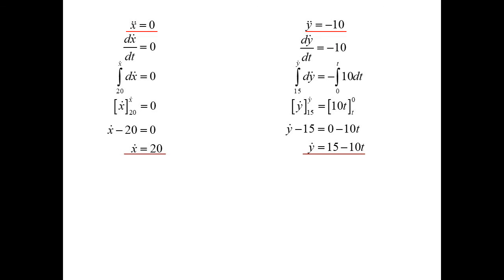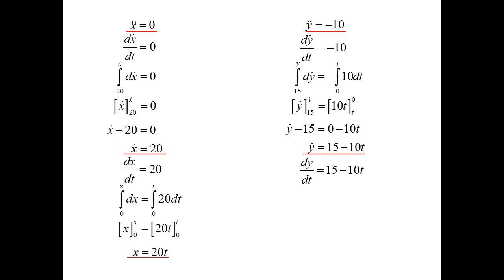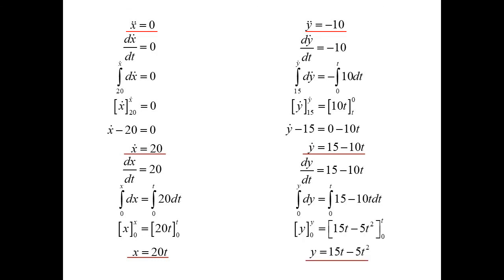So gravity is having an effect in the vertical direction. Okay, let's find displacement. Integrate again. 20t for displacement in the horizontal direction, 15t minus 5t squared in the vertical direction. We've got all the equations. We can now go and solve any question that they want.